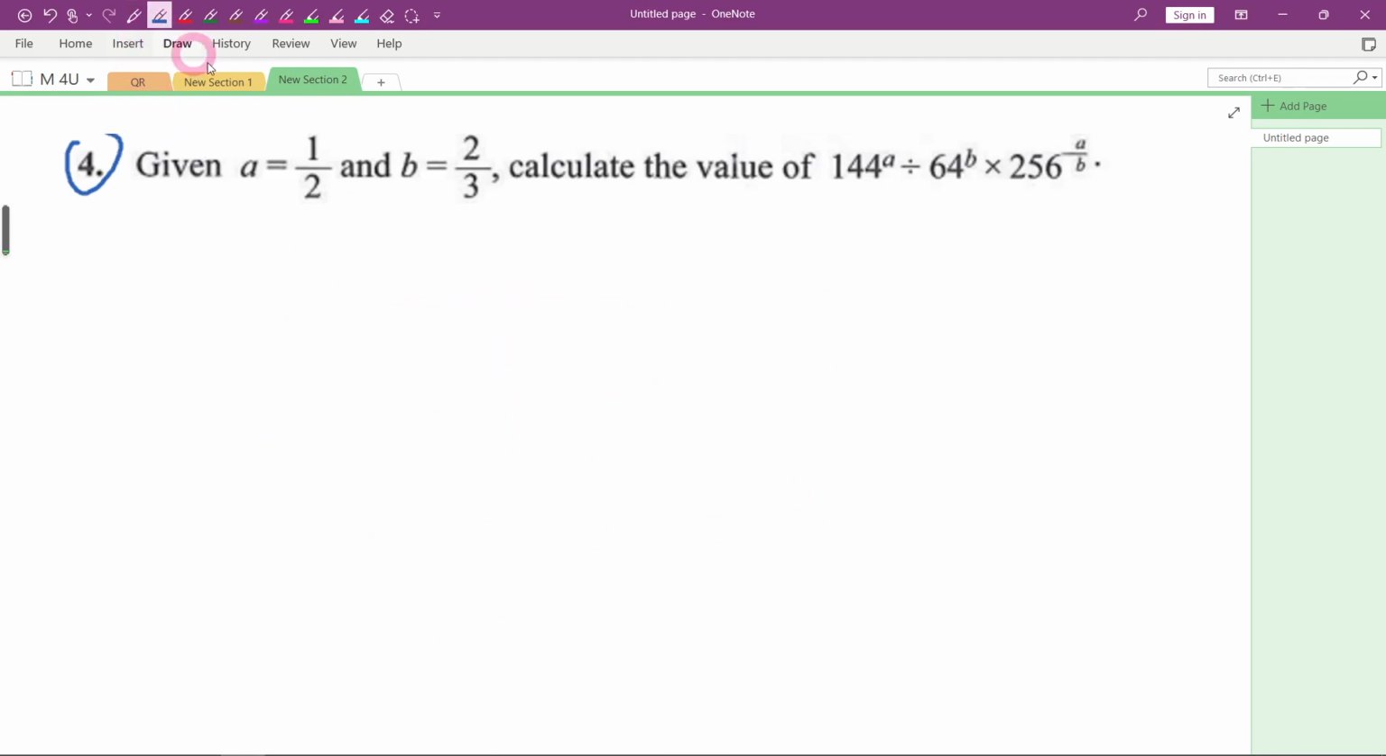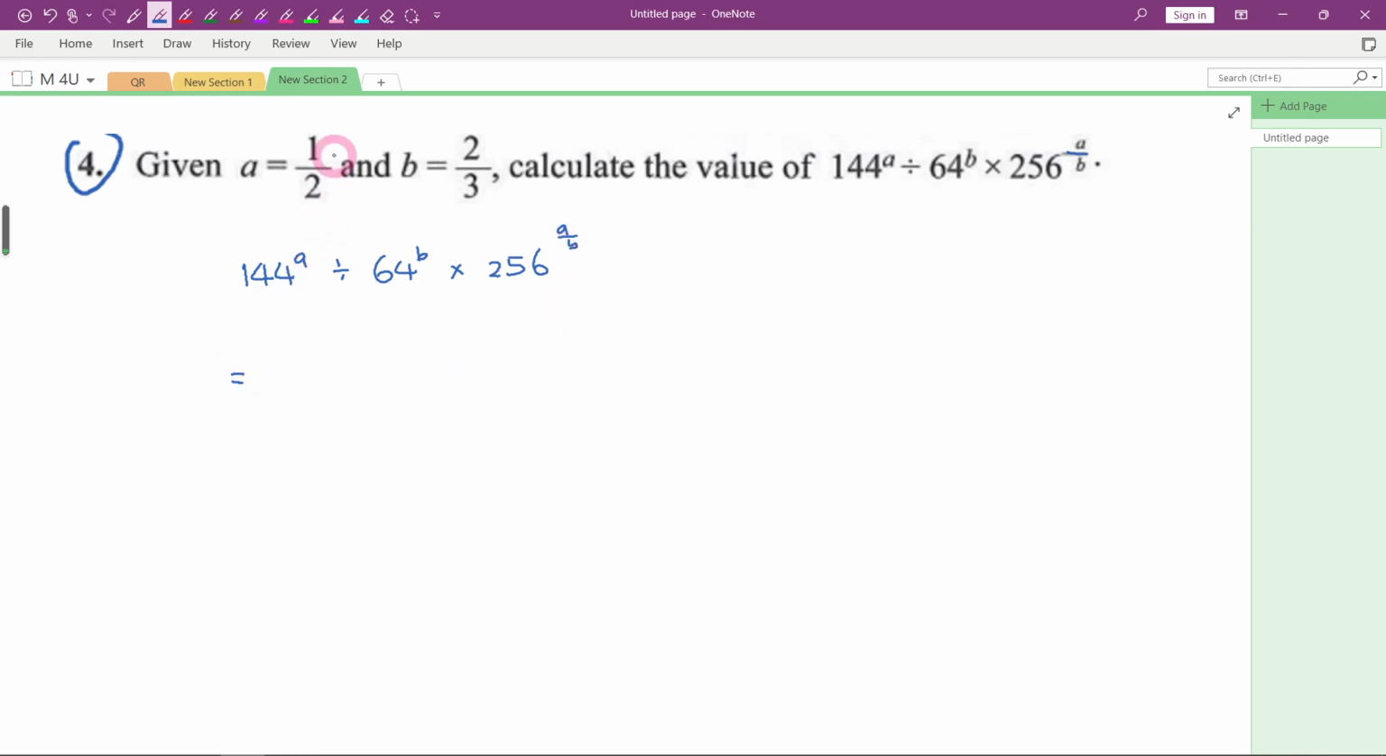Okay, so this is the last question that I want to discuss with you in this video. Question number 4. Given a is equal to 1 over 2, b is equal to 2 over 3, calculate the value of 144 raised to the power of a divided by 64 raised to the power of b times 256 raised to the power of a over b. Here is no negative, a over b. Okay, let me copy this one first.